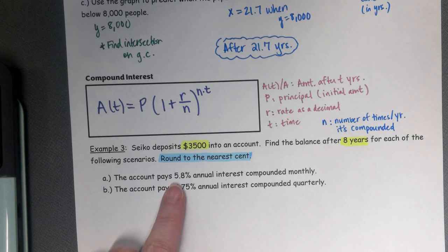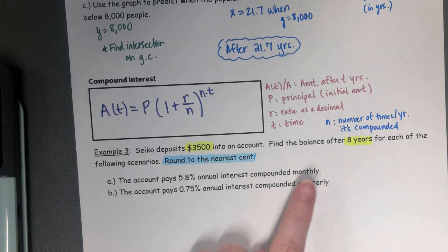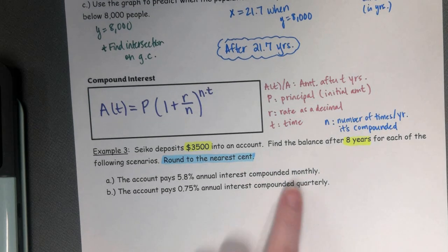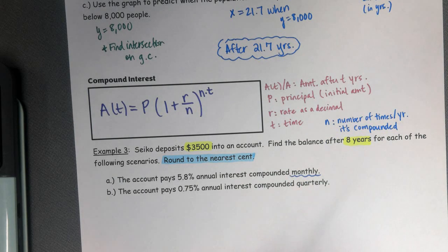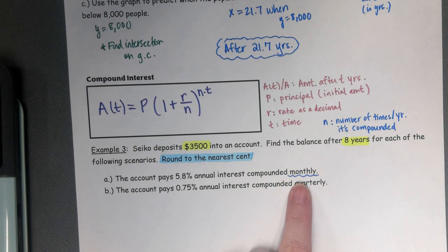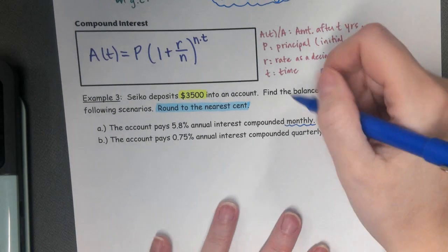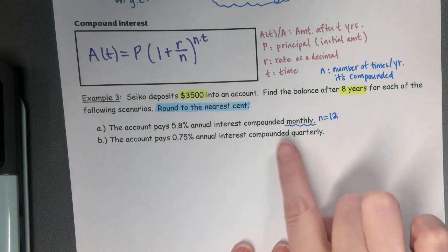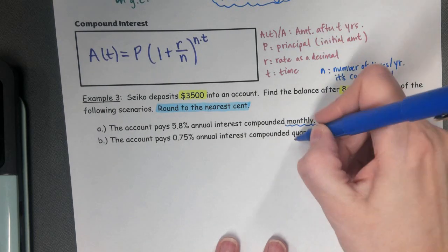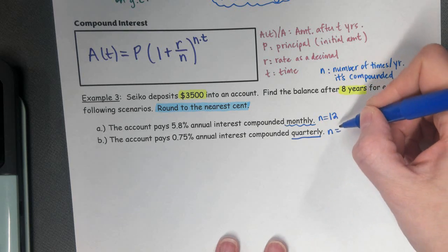Okay, so we have an account that pays 5.8% annual interest compounded monthly. So to determine the value for N, you just have to determine how many times it happens per year. So monthly, how many months are in the year? 12. If we look at the next one, we have a new percent, and then this says it's compounded quarterly. How many quarters are there in a year? 4.